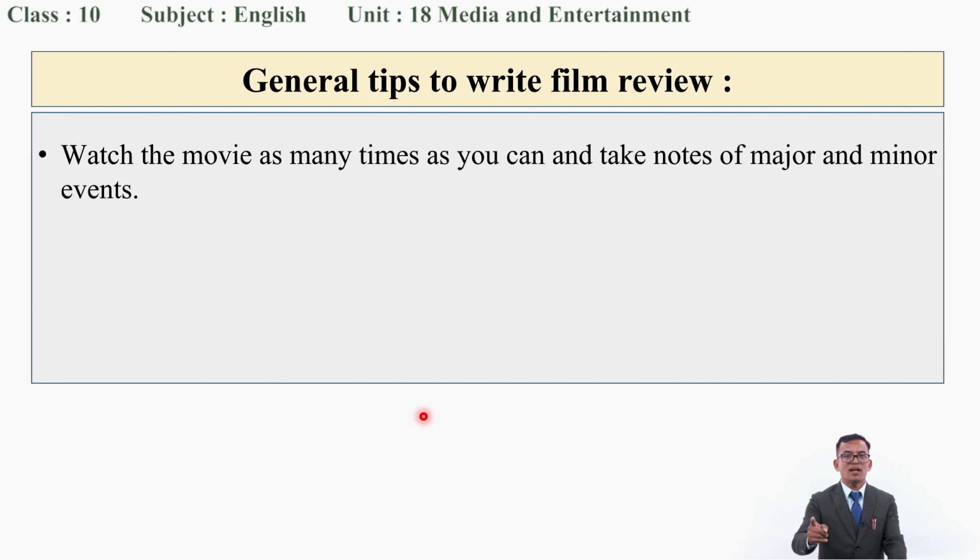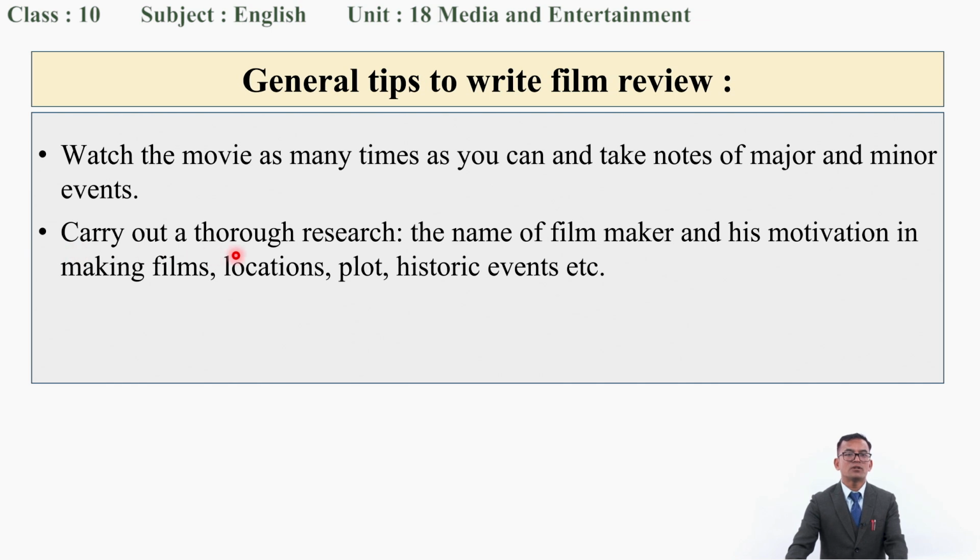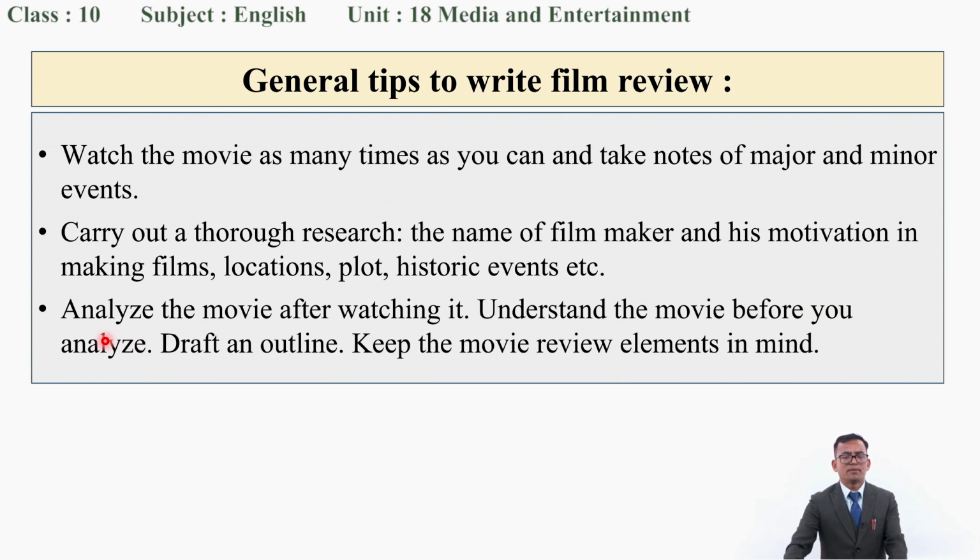Watch the movie as many times as you can, and take notes of major and minor events so that it will be easier for you. Major and minor events. What else? Carry out a thorough research. If possible, research the name of the filmmaker and his motivation in making the film, the locations, the plot, and whether the movie has any connected historic events. Analyze the movie after watching it, and understand the movie before you analyze. Draft an outline and keep the movie review elements in mind.